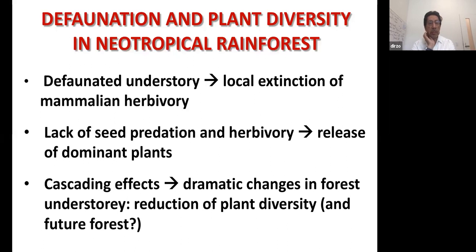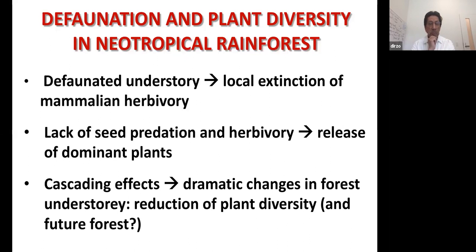Second of all, we see that the lack of seed predation or herbivory on some species, such as Rocarium, leads to the release of plants that become very dominant, as you have seen in this example here. And third, you see cascading consequences with dramatic changes in the forest plant community, basically in terms of reduction of plant diversity and also increases in plant density. The number of plants per unit area increases, and the diversity, the number of species per unit area, declines.